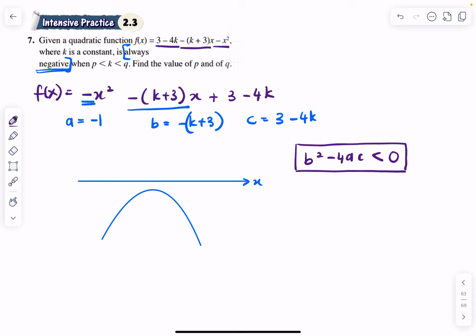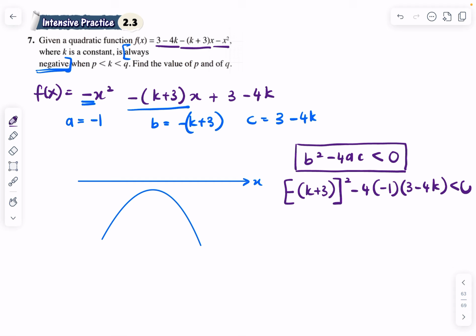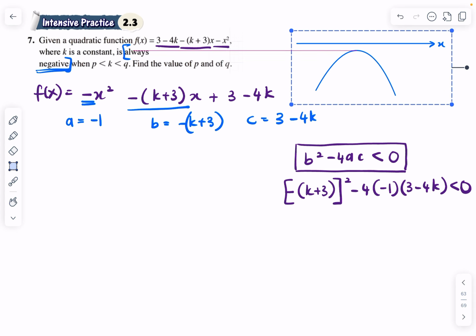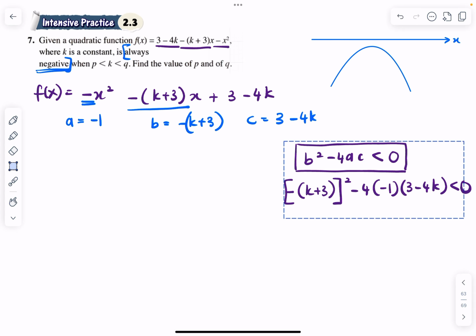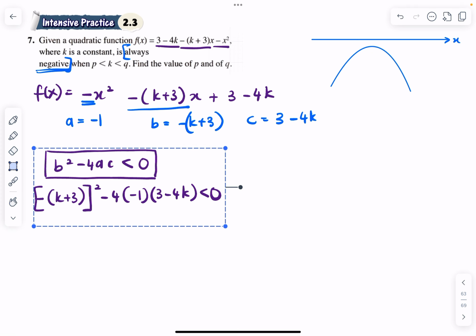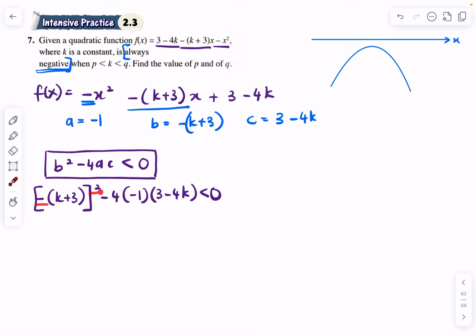Right. Then we just have to put our values. So b squared would be negative k plus 3, all squared, minus 4ac, less than 0. So we have to solve this. Okay, we might need more space, so I'm going to move this here. Right, let's solve this. So negative squared will become positive, so no need to look at that.